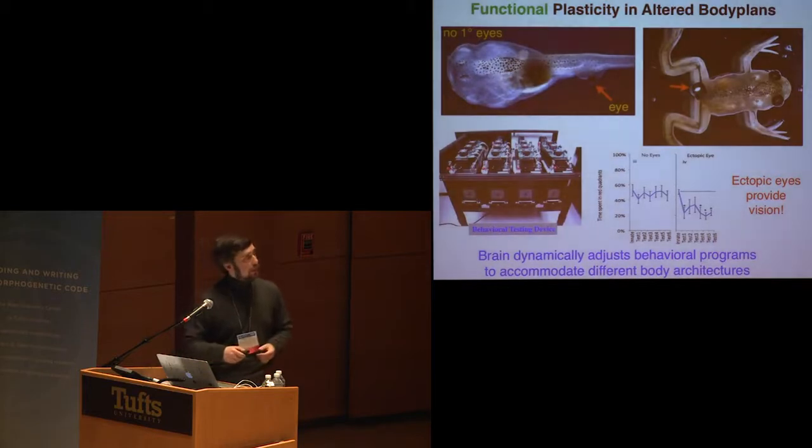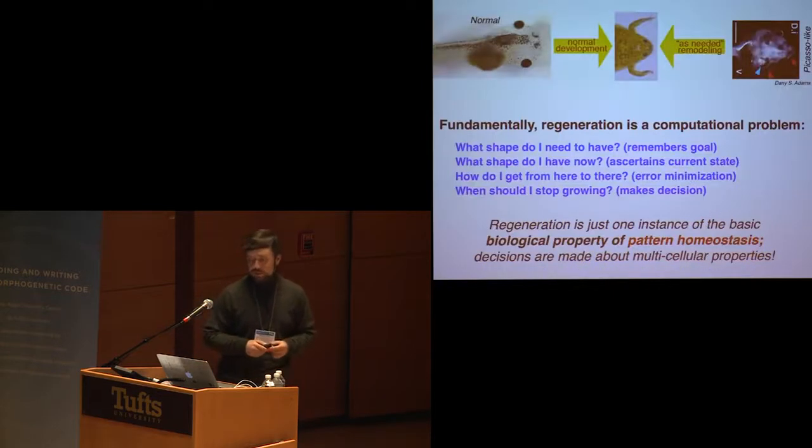This is the work of Doug Blackiston, a postdoc in our group, where he actually showed that this plasticity is not only structural, but it's also functional. So if the primary eyes are missing, but you put an ectopic eye on the back of this tadpole, you can use a machine like this that we built to train these animals to visual cues, and these animals actually have no problem seeing out of that eye. They can see perfectly well. So the brain adjusts its behavioral programs to a visual input that now comes from this weird patch of tissue on its back, as opposed to where it could have expected to get it from for millions of years of frog evolution. So an amazing degree of plasticity.